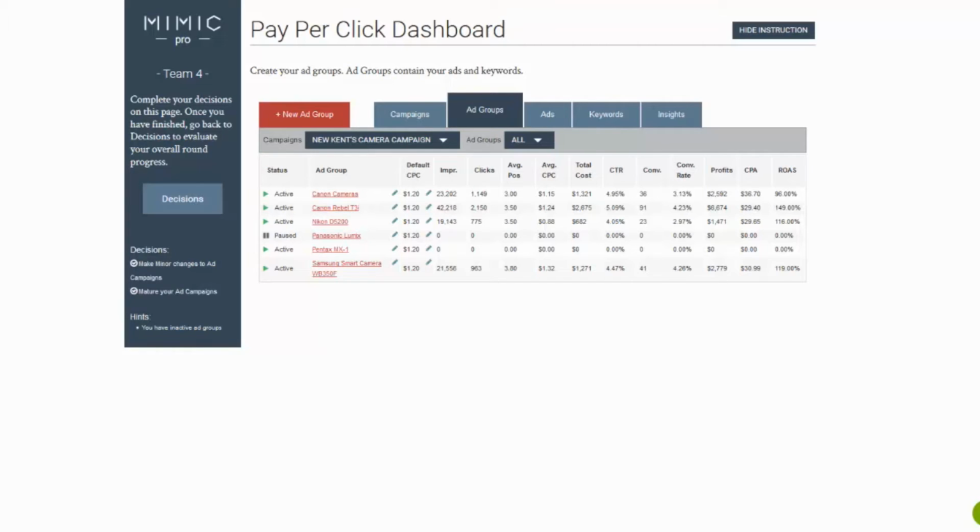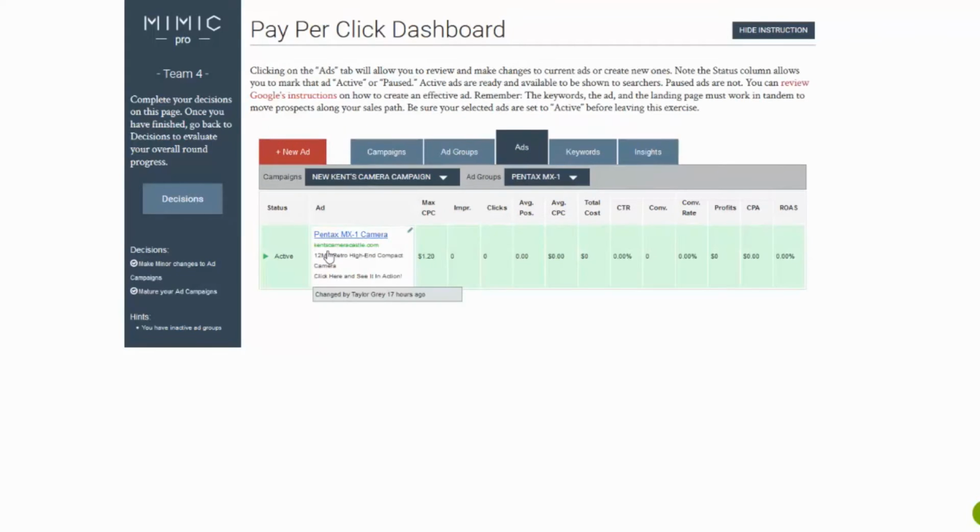If we look at the Pentax MX1, that should jump out at you as the worst performing ad group because it had 0 impressions, 0 clicks. Obviously something is very wrong with this ad group. If we click in, let's just quickly look at the ad. We see Pentax MX1 camera, 12 megapixel. The content of the ad itself looks pretty good, I think.